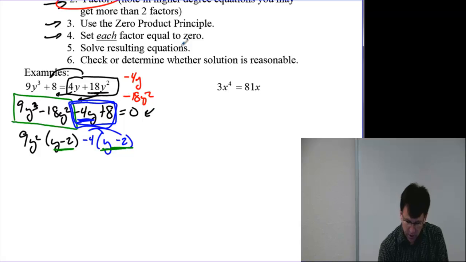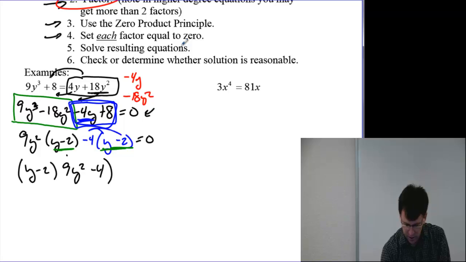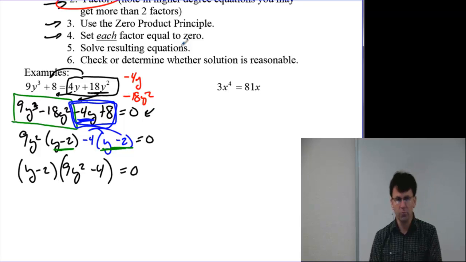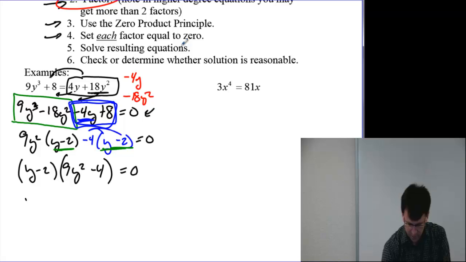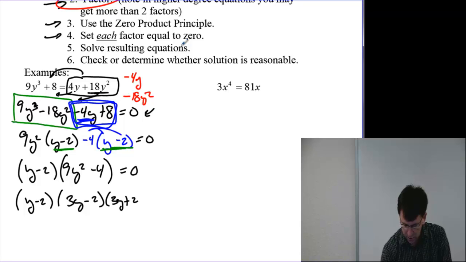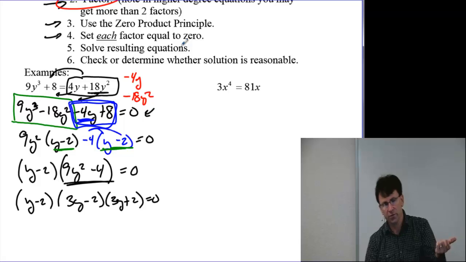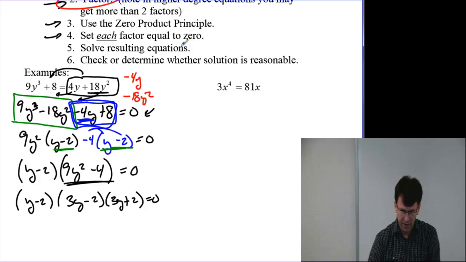So I still am not done factoring because I've got to finish this factoring job up. So let's go ahead and do that. A y minus 2 was in common in both, and then I've got 9y squared minus 4 equals 0. Well, this can be factored one more step. I've got a y minus 2, and then a 3y minus 2 and a 3y plus 2. Recognize this as a difference of two squares, and then I'm able to factor it very quickly.